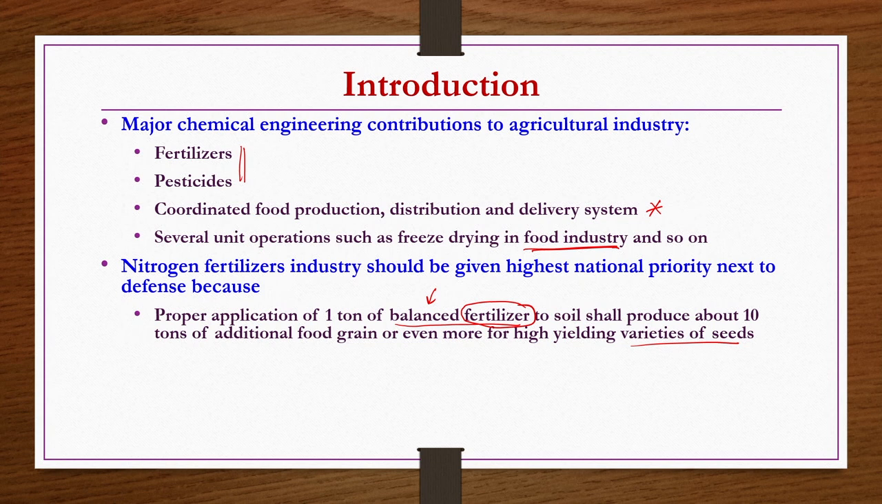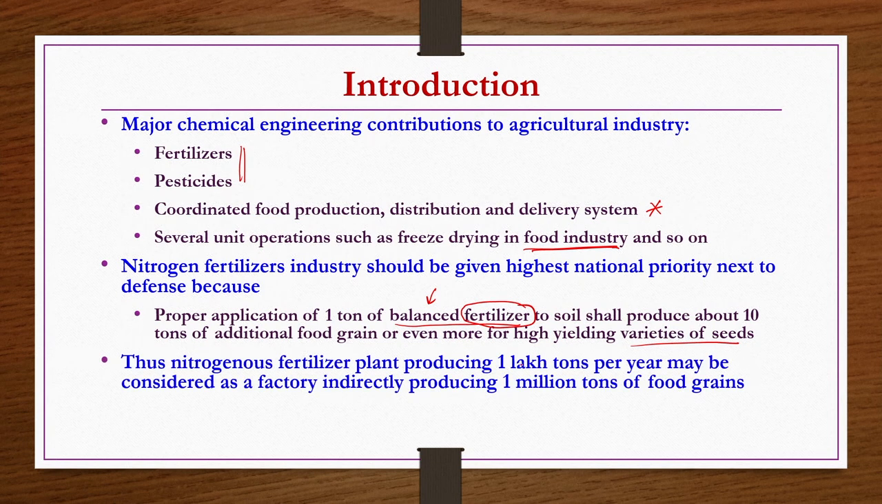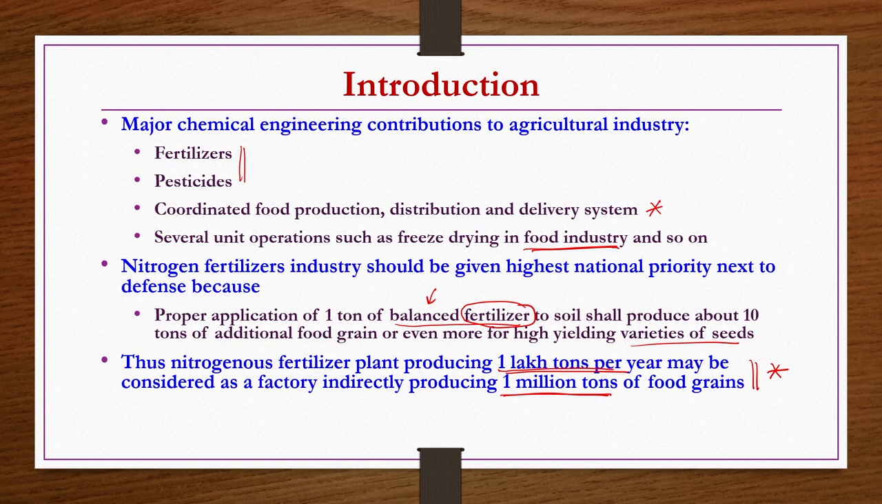So that means indirectly, if you have a fertilizer industry producing 1 lakh tons per year of nitrogen fertilizers, then indirectly you are producing 1 million tons or 10 lakh tons of food grains. Such is the importance of fertilizer industries, right? Not only this, there are also some additional reasons why the nitrogen fertilizer industry should be given highest priority next to defense for any country which is mostly dependent on the agricultural industry.